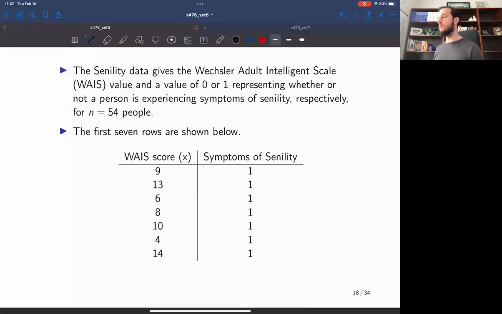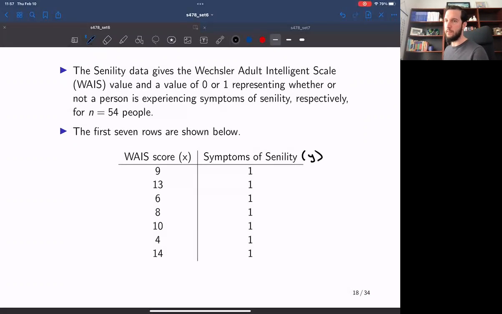All right, so to illustrate the residuals, we're going to use the senility data. So this data set gives the Wechsler Adult Intelligence Scale value. So this is a score and a value of 0 or 1 representing whether or not a person is experiencing symptoms of senility. So we have 54 people in the data set. We have 54 WAIS scores, and we have 54 binary responses. All right, so we want to model the binary response as a function of the WAIS score.